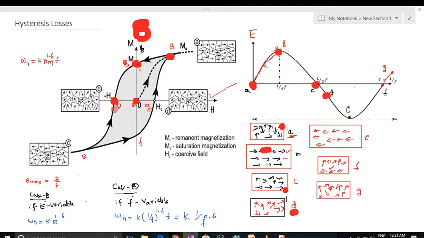Now, from D to E, the alternating EMF changes from D to E, nothing but like A to B.